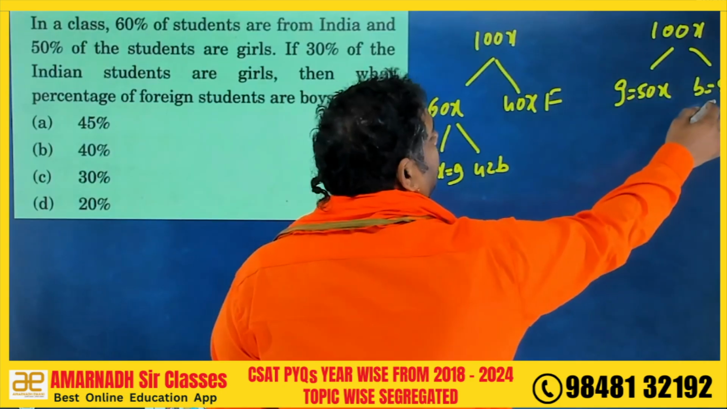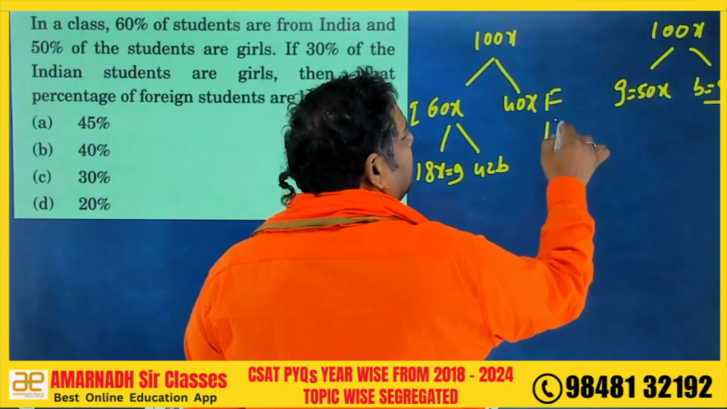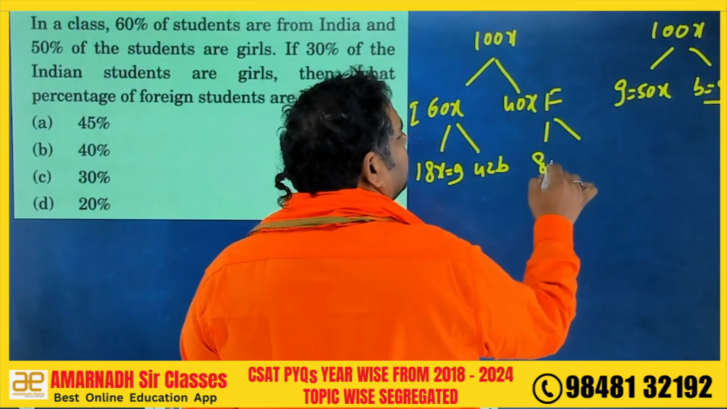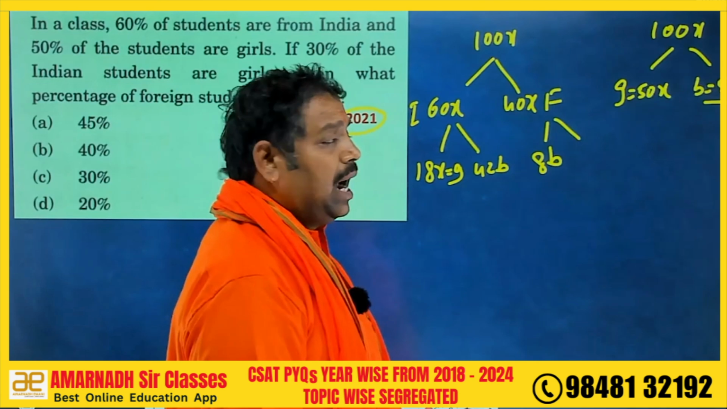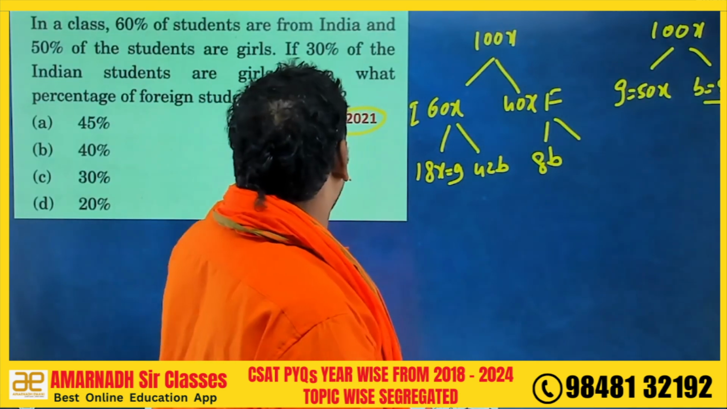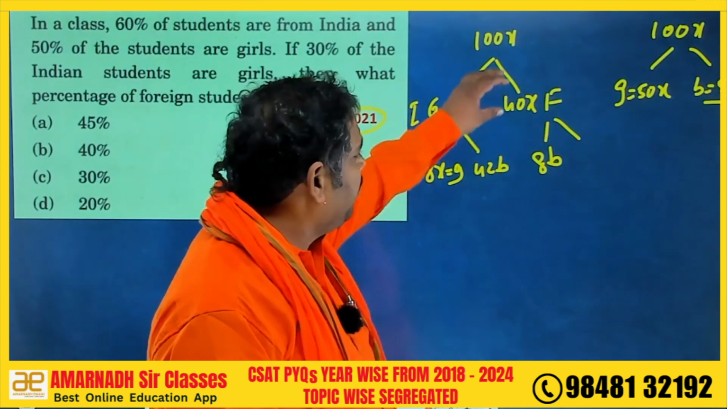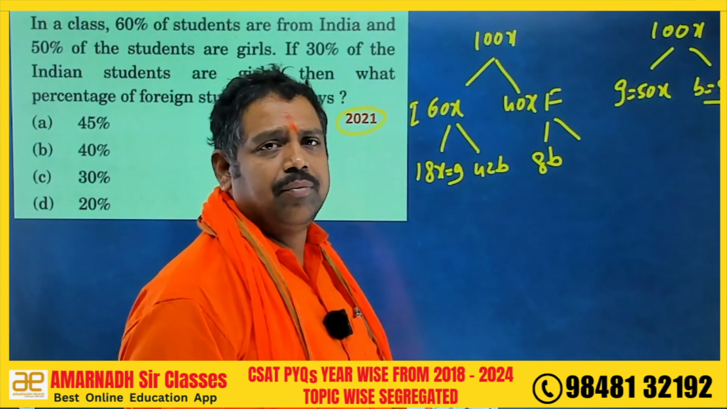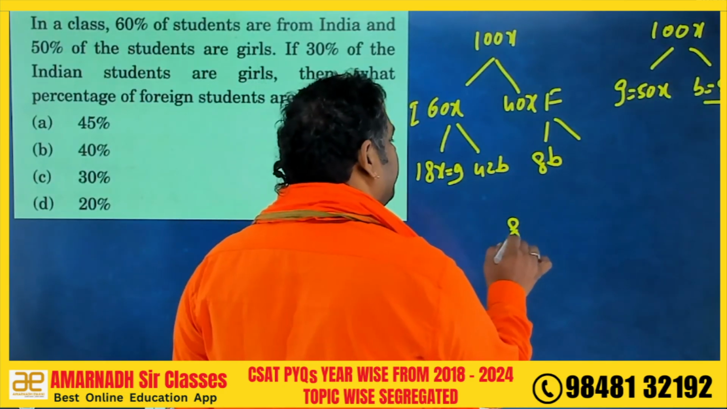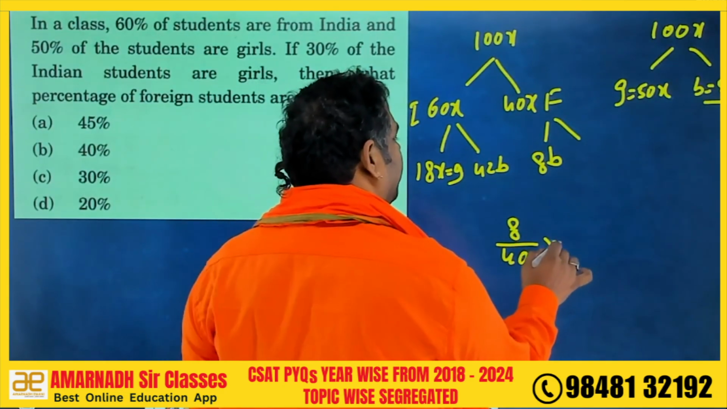And we know the total are 50 boys. That means that in the foreigners, we have 8 boys. How many boys are there? 8 boys. And he is asking what percentage of the foreign students are boys. Means in the foreign students, he is asking about the boys. That means boys by total foreign students into 100.